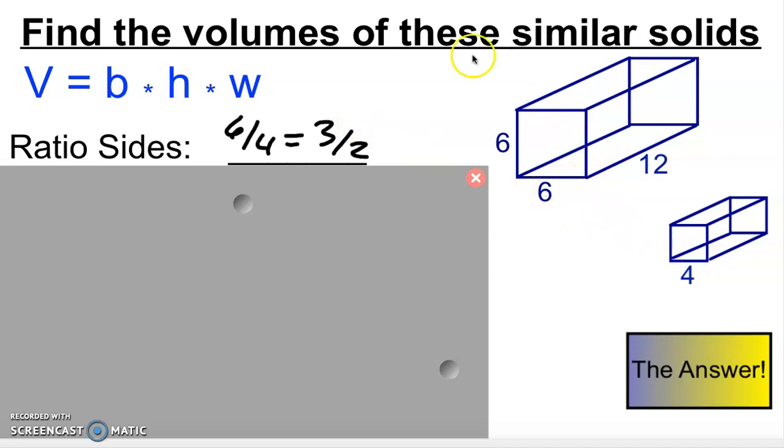So I'm going to compare the only numbers I've got. I have 6 for length here, and that corresponds with 4 for the length here. So I'm going to take a ratio of these side lengths, 6 to 4, and that reduces to 3/2.